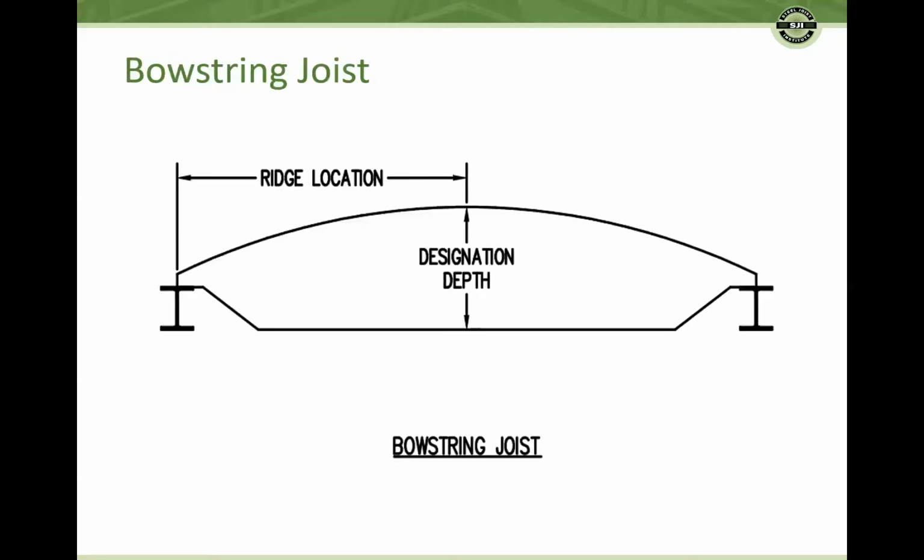A bowstring joist is like a double pitch joist except the top chord is curved rather than pitched. They may also have an underslung or square end configuration. The ridge location on a bowstring is the location of the apex of the circle defining the top chord shape. This may fall off the joist profile. The designation depth for bowstring joists is the depth at the ridge regardless of ridge location.